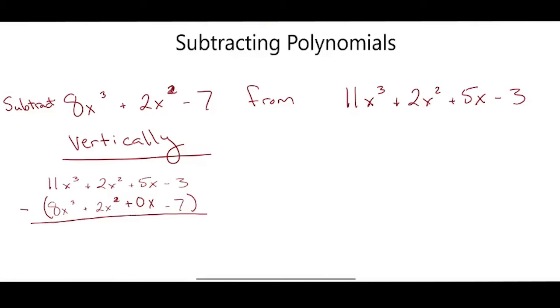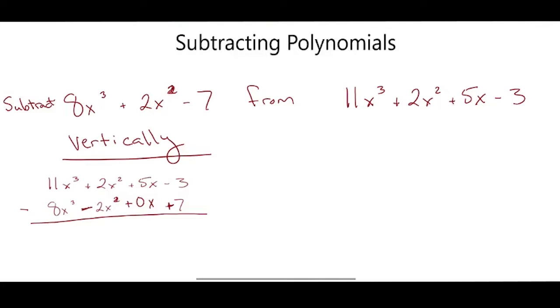squared. And also, I want you to notice that I put a plus 0x here because in the original there was no x term. So we need a placeholder there. It's very important. And that minus 7 becomes plus 7. So I've changed the signs of all of the bottom polynomial. And now we will go through and we will do our arithmetic.